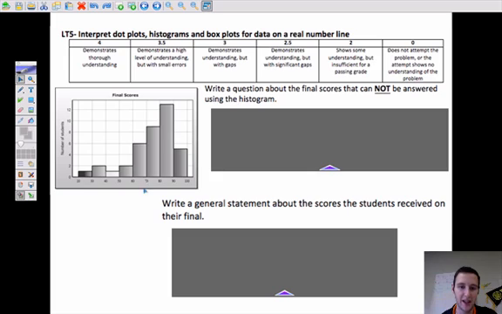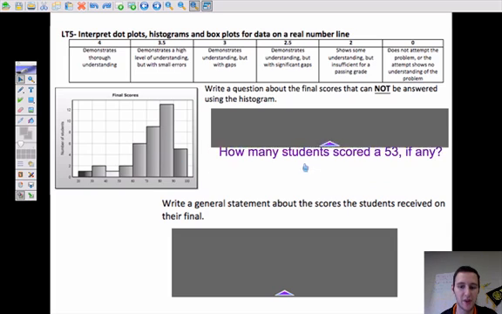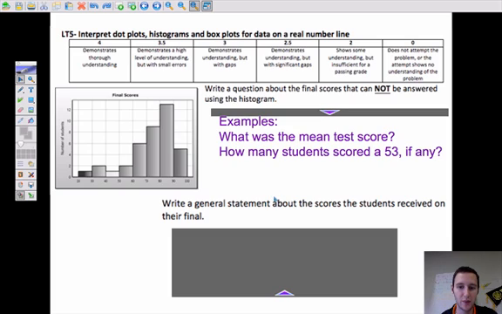questions I would see would be something like what class is this in, or what school do they go to, or something. Okay, those are questions that cannot be answered using this histogram, but they're not really related to the data. So probably some more appropriate questions would be, what was the mean test score? You can't really tell from this histogram what the mean or the average score was. And then if you want to pick out a specific value, like how many students scored a 53? Well, we know that there were 2 students between a 50 and a 60, but we don't know if either one of those 2 students got a 53 or if both got a 53.